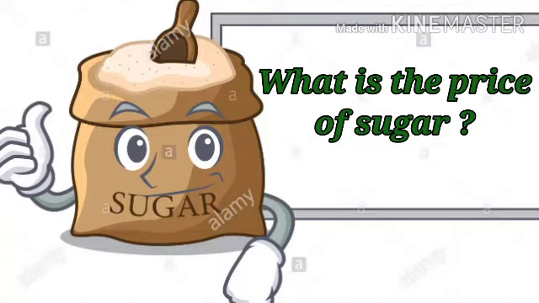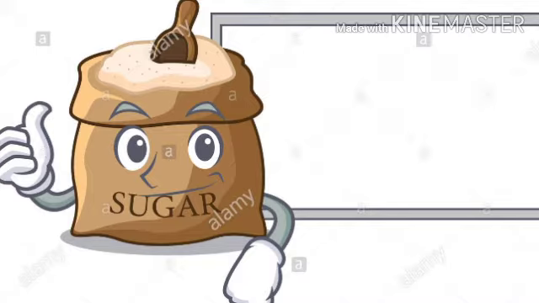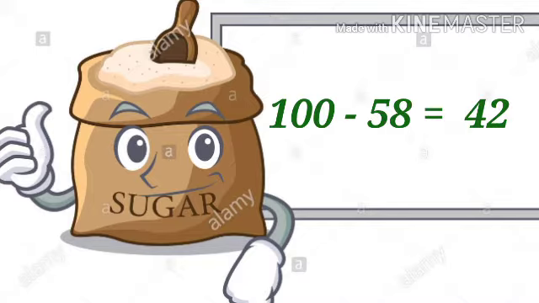Did you get the answer? How did you work out? Yes, you might have created a numeric equation like 100 minus 58 is equal to 42, which is the price of 1 kilogram of sugar.